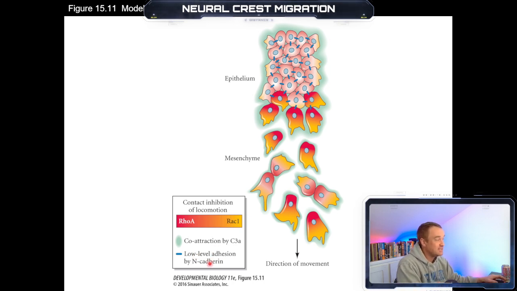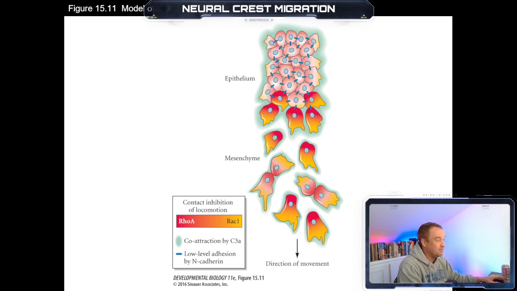These collectively migrating neural cells will also secrete an attractive signal. Is that labeled on here? Oh yeah, that's the green goo, C3a, to ensure that the neural crest cells continually grow towards each other. So the pattern of migration by the group has a collective direction due to the contact inhibition among the cells at the leading edge.